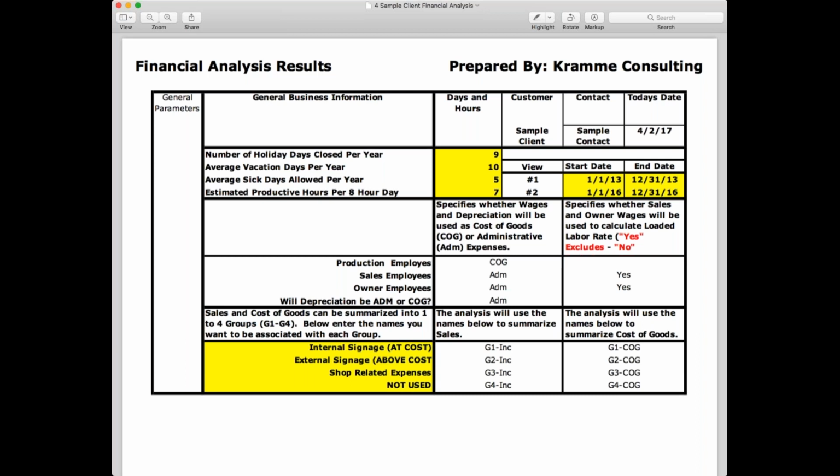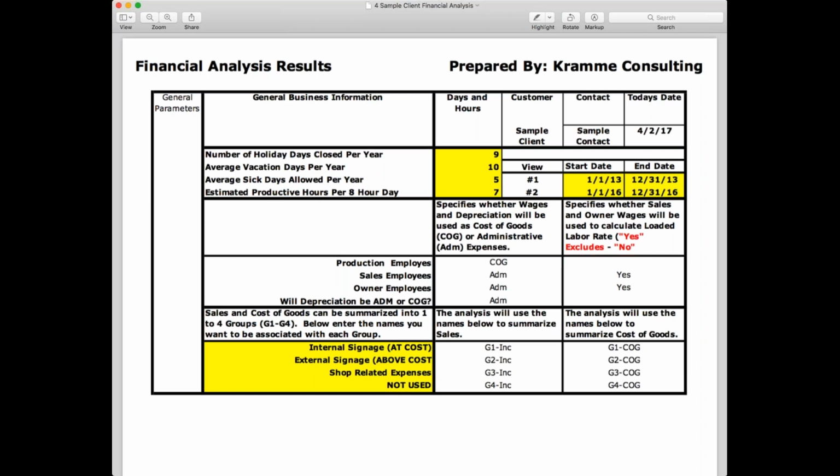The analysis can handle up to 2 different time periods. So generally, someone will obviously start with the first one. And as you can see on this one, the first one was done in 2013, and they repeated that in 2016, and they anticipate doing another one here shortly to cover 17. Down in the lower left-hand corner in the yellow area, those are the 4 different buckets that they can define.